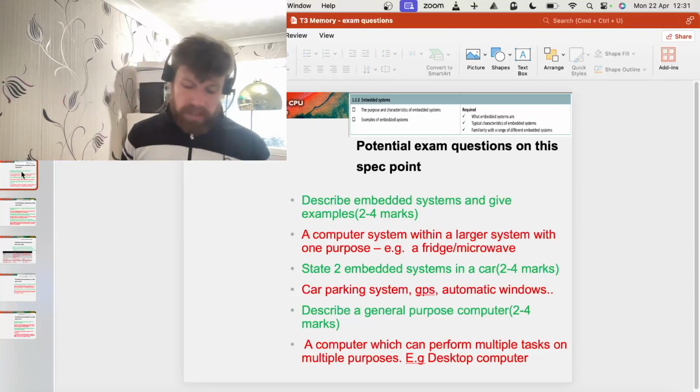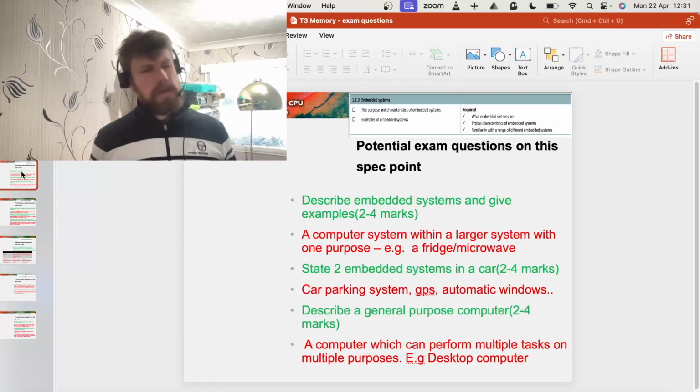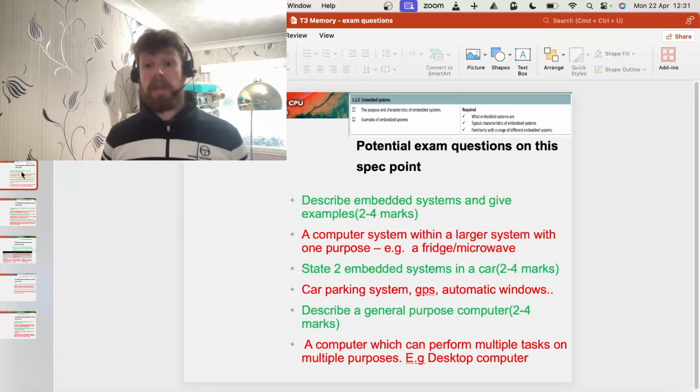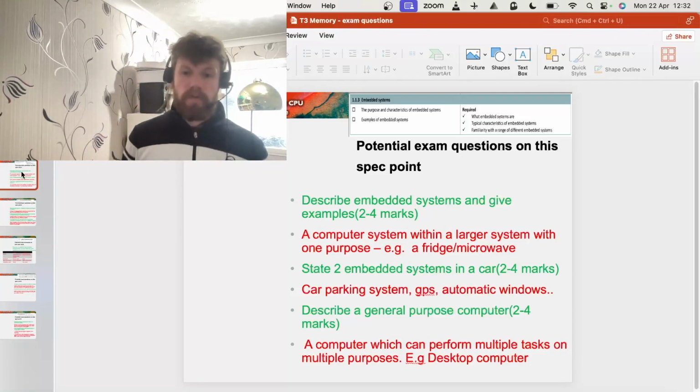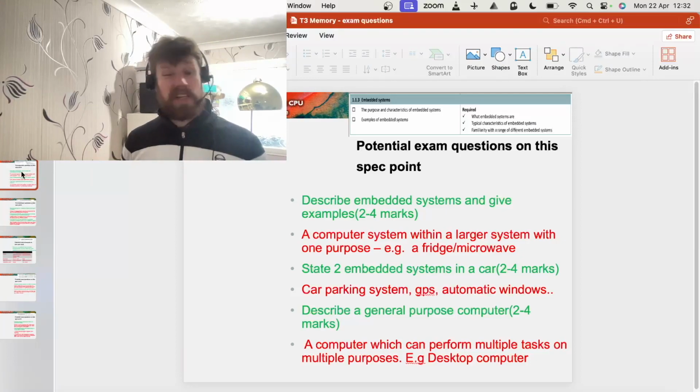If you think about this, they could give you any scenario, but it's just good to think about a car, think about the embedded systems that could be in it, and then apply that to different situations. Then you've got the reverse of an embedded system, which is: describe a general purpose computer. A general purpose computer is a computer that can perform multiple tasks for multiple purposes, e.g. a desktop computer.